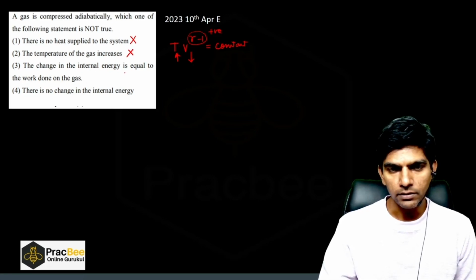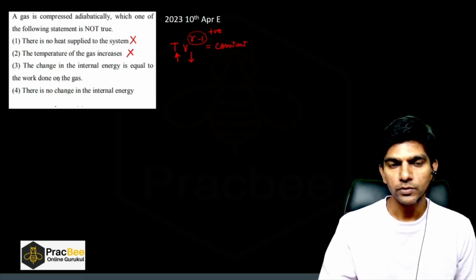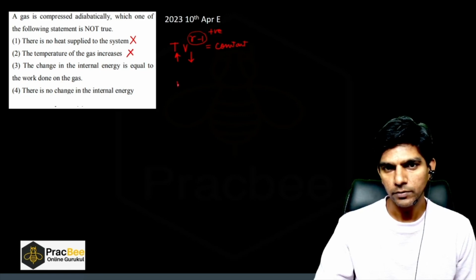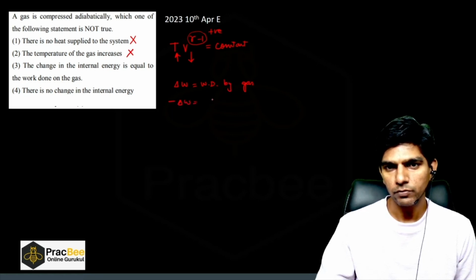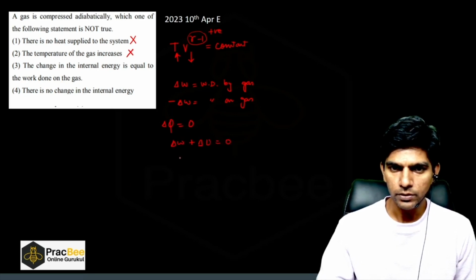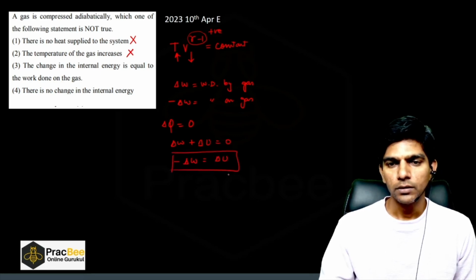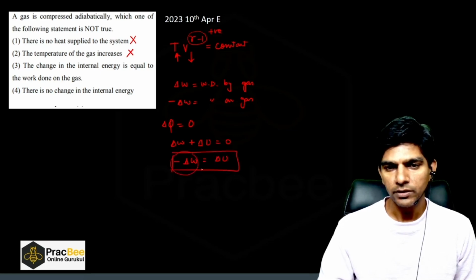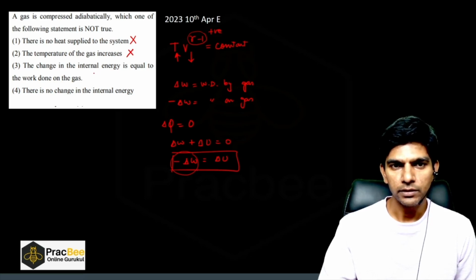Now, the change in the internal energy is equal to the work done on the gas. If delta W is work done by gas, then I can say minus delta W will be work done on gas. And we know that delta Q is 0 in adiabatic process. So delta W plus delta U will be 0. So minus delta W will be delta U. So we can say work done on the gas will be nothing but the change in internal energy. So this is again correct. So this is not our answer.